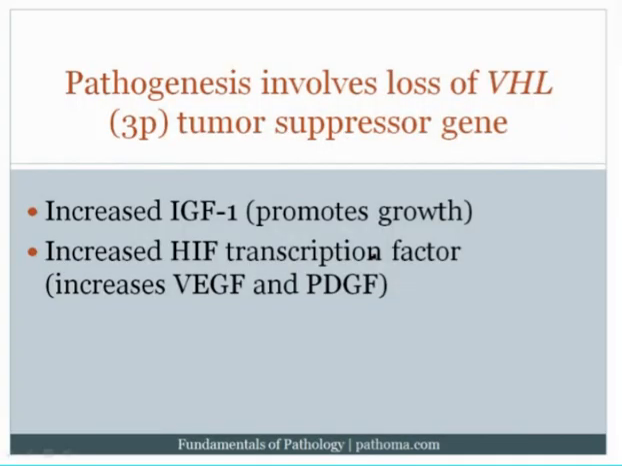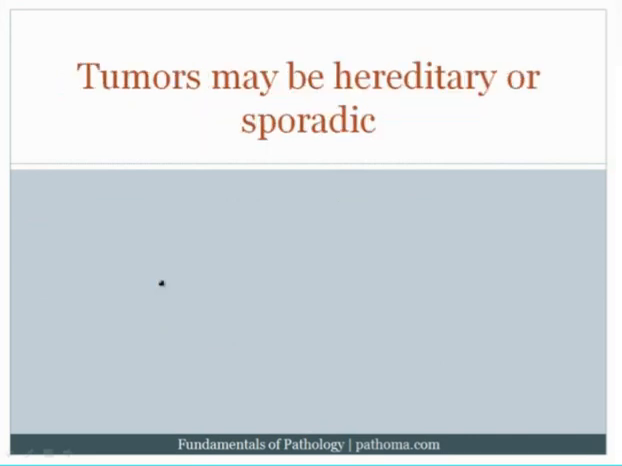Very important to note, and particularly high yield, that the pathogenesis of renal cell carcinoma involves loss of VHL, which is a tumor suppressor gene. Now, when you lose VHL, that increases insulin-like growth factor, which promotes growth, and it also increases HIF transcription factor, which increases both vascular endothelial growth factor and platelet-derived growth factor. So that would promote both angiogenesis and growth of the tumor.